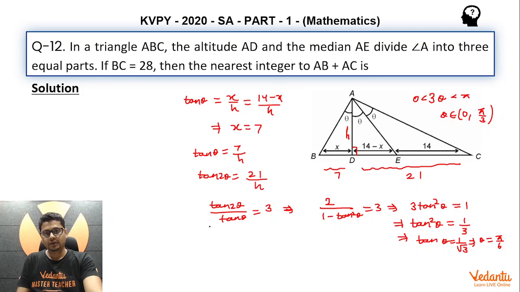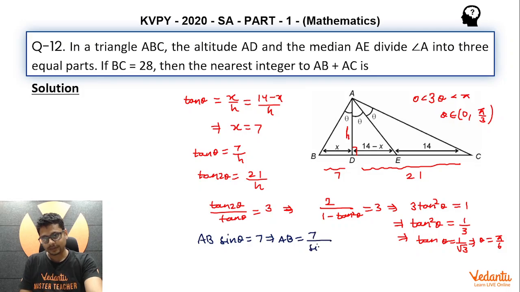Now in triangle ABD, AB sine theta is equal to this x, which is 7. So that means AB is 7 by sine theta. And what would sine theta be? Sine pi by 6, half. So that means it becomes 14.